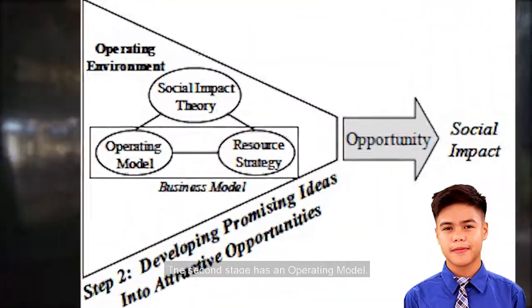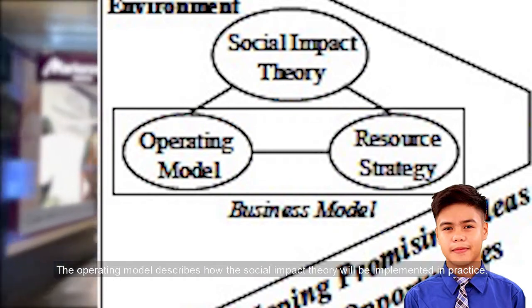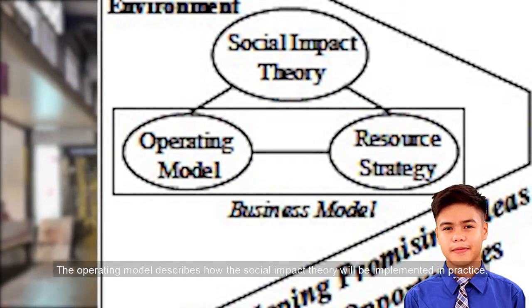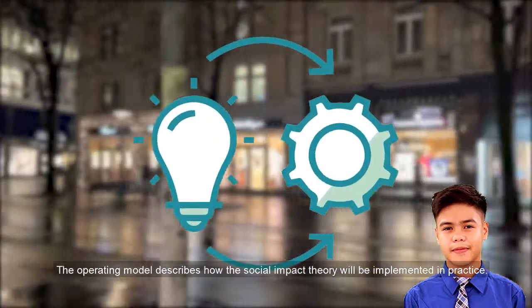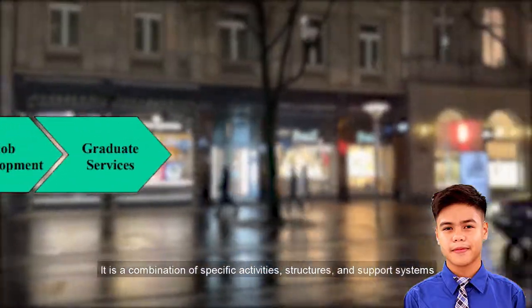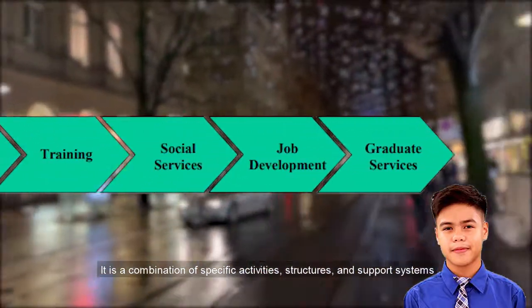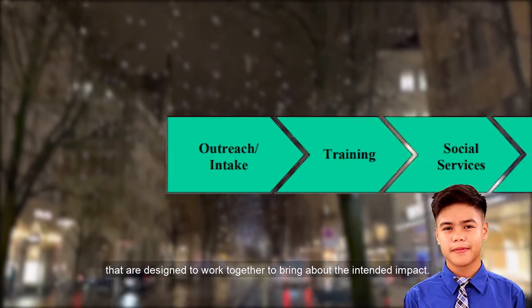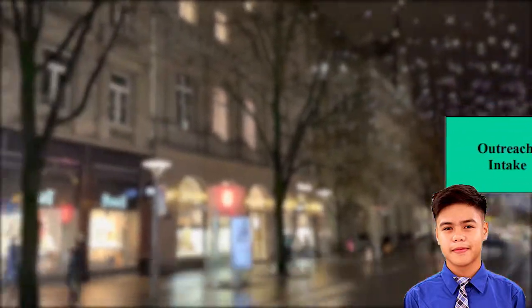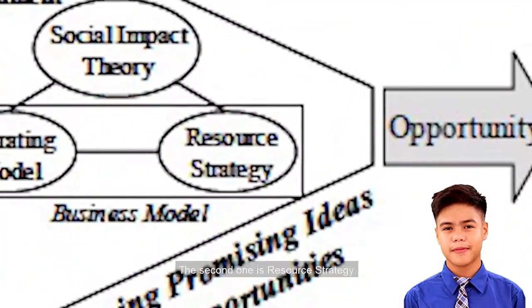The second element is an operating model. The operating model describes how the social impact theory will be implemented in practice. It is a combination of specific activities, structures, and support systems that are designed to work together to bring about the intended impact. The third one is resource strategy.